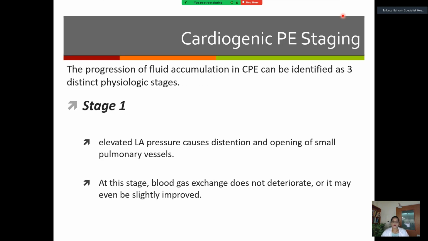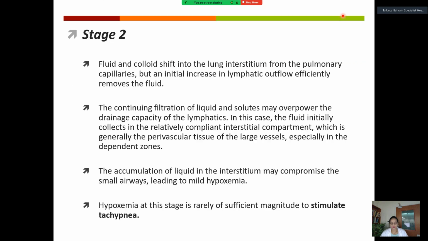Coming to the staging, the progression of fluid accumulation in cardiogenic pulmonary edema can be identified as three distinct physiological stages. In stage 1, the LA pressure is elevated, causing distension and opening of small pulmonary vessels. At this stage, blood gas exchange does not deteriorate, or it may even be slightly improved. In stage 2, fluid and colloid shift into the lung interstitium from the pulmonary capillaries, but an initial increase in lymphatic outflow efficiently removes the fluid.